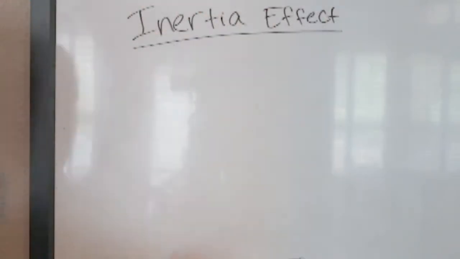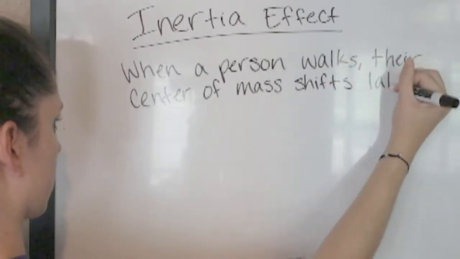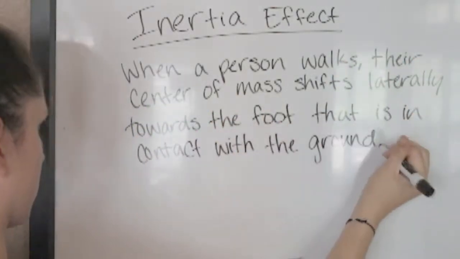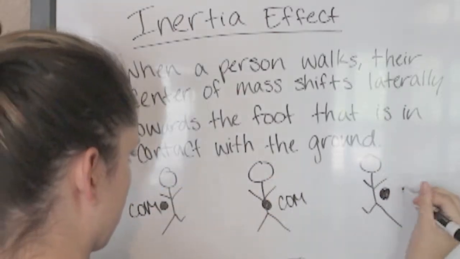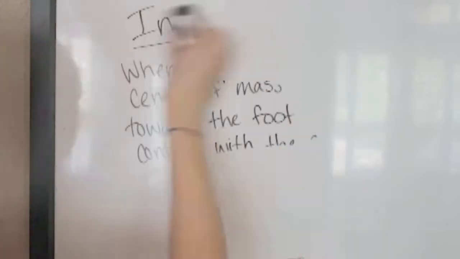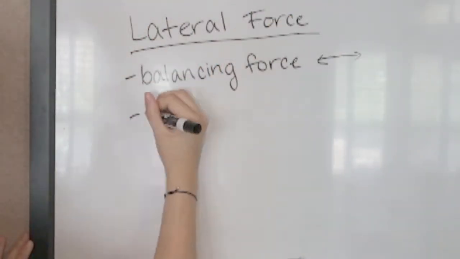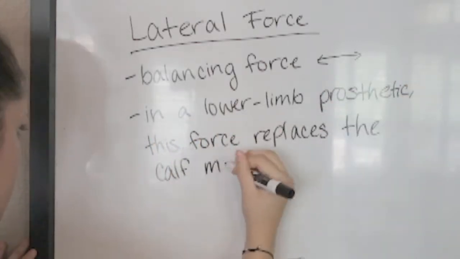When a person walks, their center of mass shifts laterally towards the foot that is in contact with the ground, meaning the inertia effect comes from the side-to-side motion that occurs during walking, as shown in the diagram. The lateral force is a balancing force that works in tandem with the medial force acting on the prosthetic. This force replaces the need for calf muscles in the false limb.